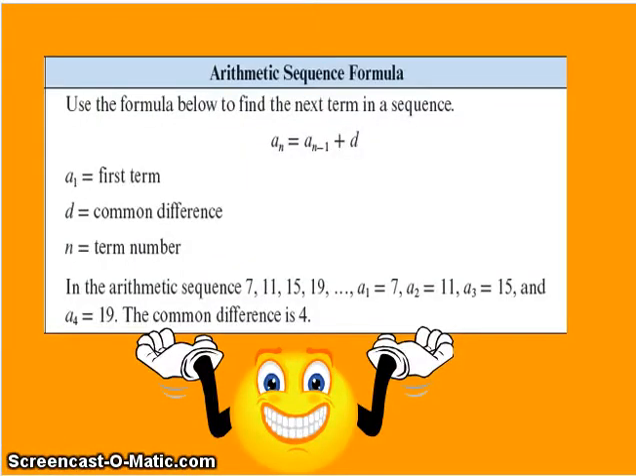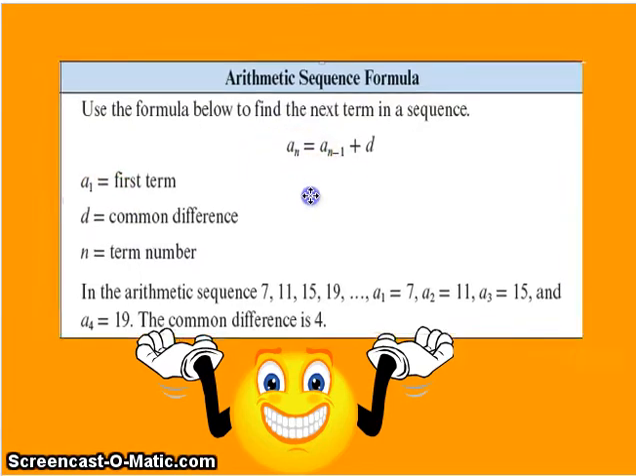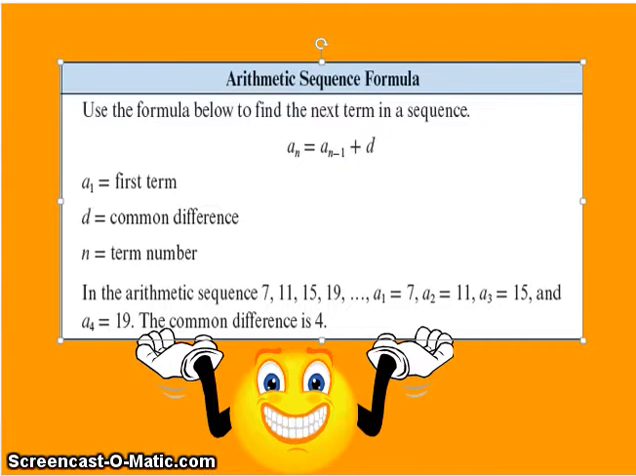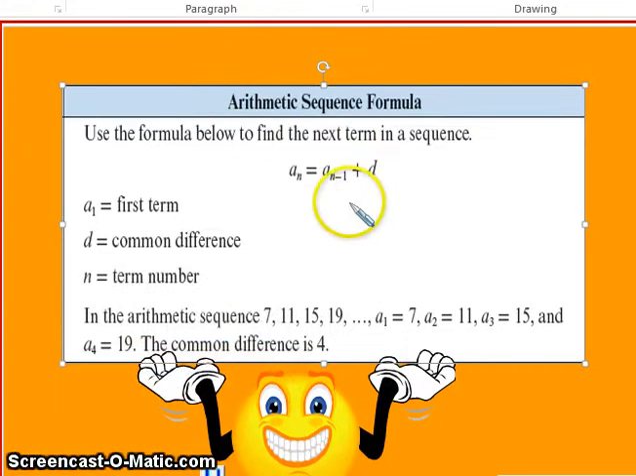We can use this formula to find the next term in an arithmetic sequence, and we use it in the last page. So the formula is a sub n equals a sub n minus 1 plus d. Now, a sub n means the value of the term. So let's see. If we have the example on the last page, 7, 12, 17, 22, etc.